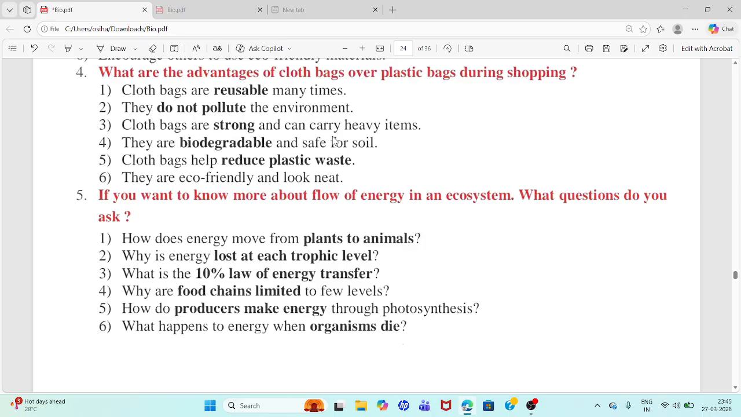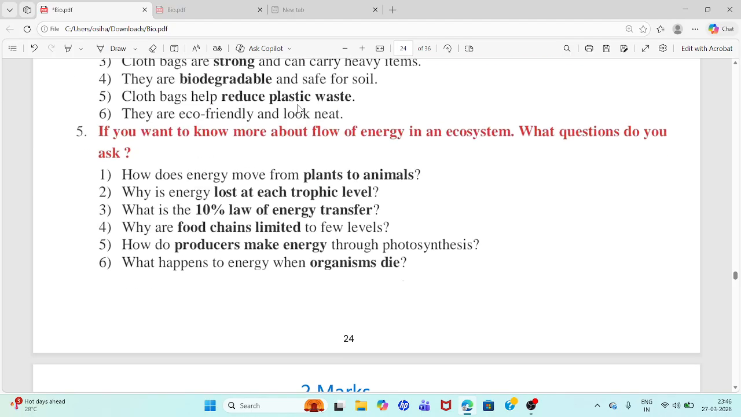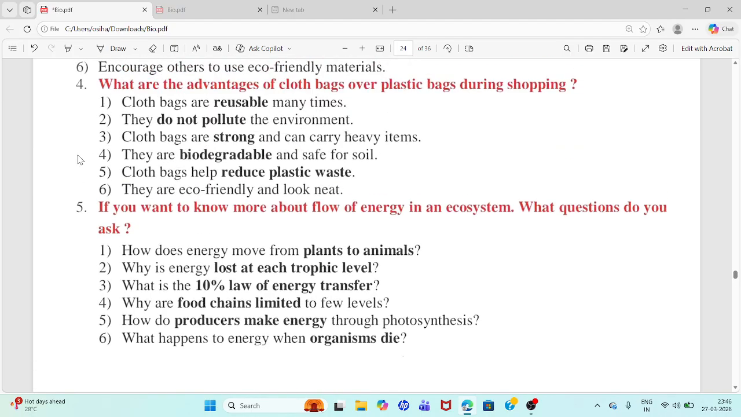Cloth bags are strong and can carry heavy items. They are biodegradable and safe for soil. Cloth bags help reduce plastic waste. They are eco-friendly and look neat. These are the advantages of cloth bags.